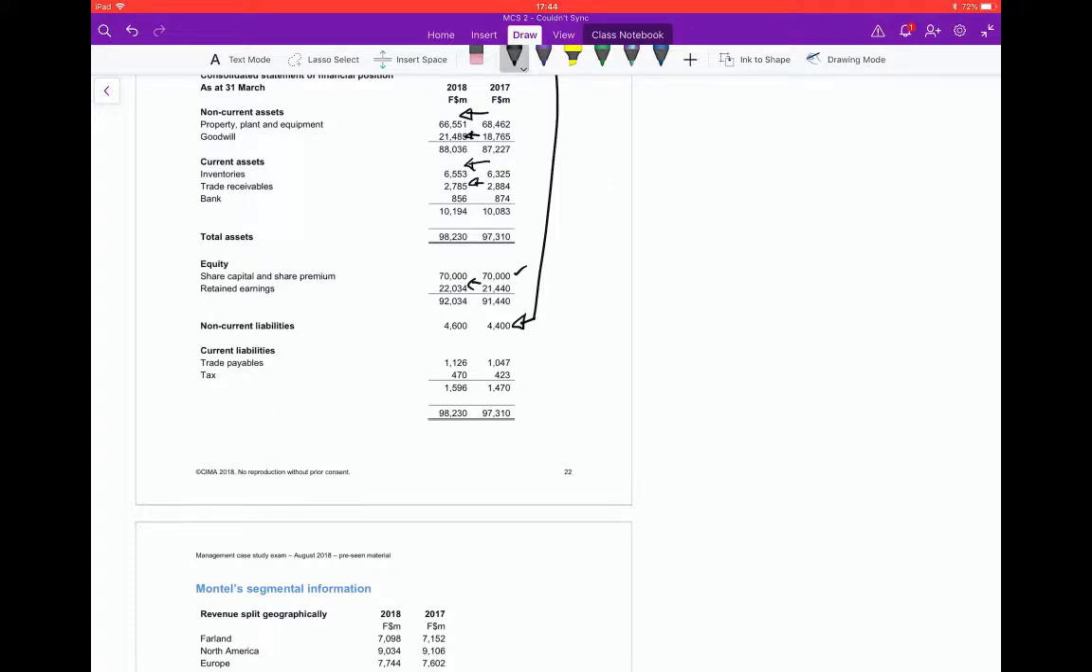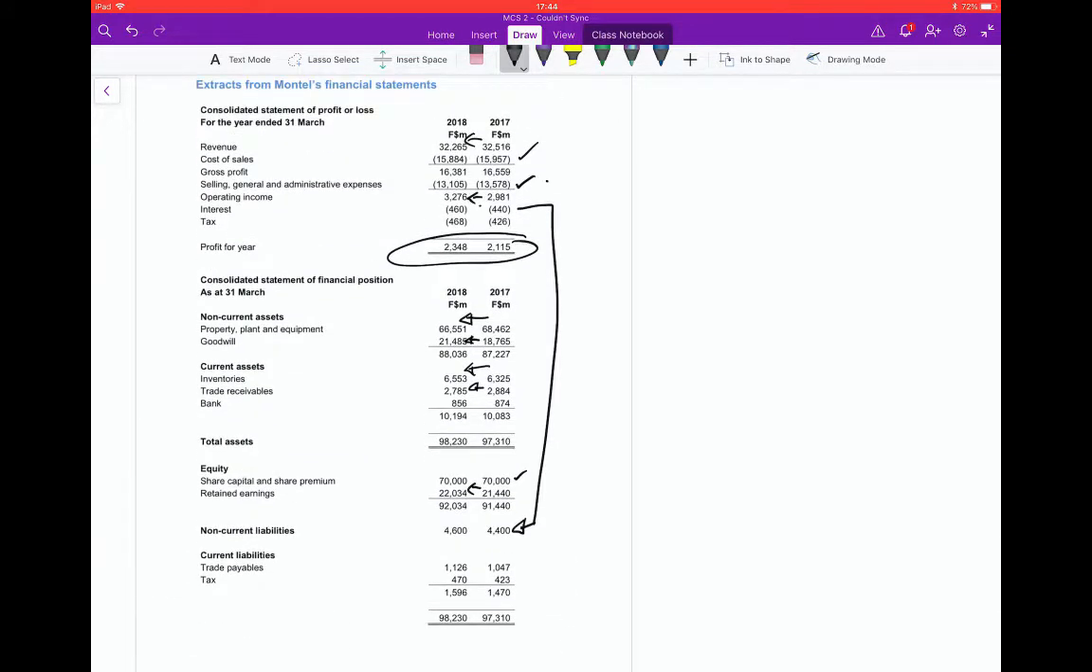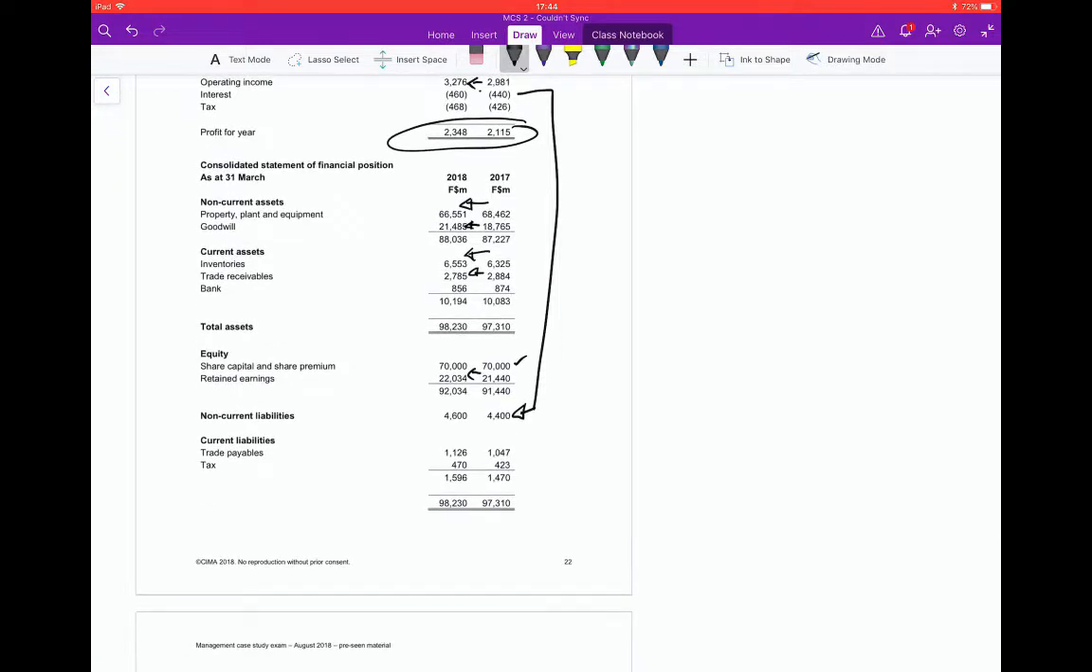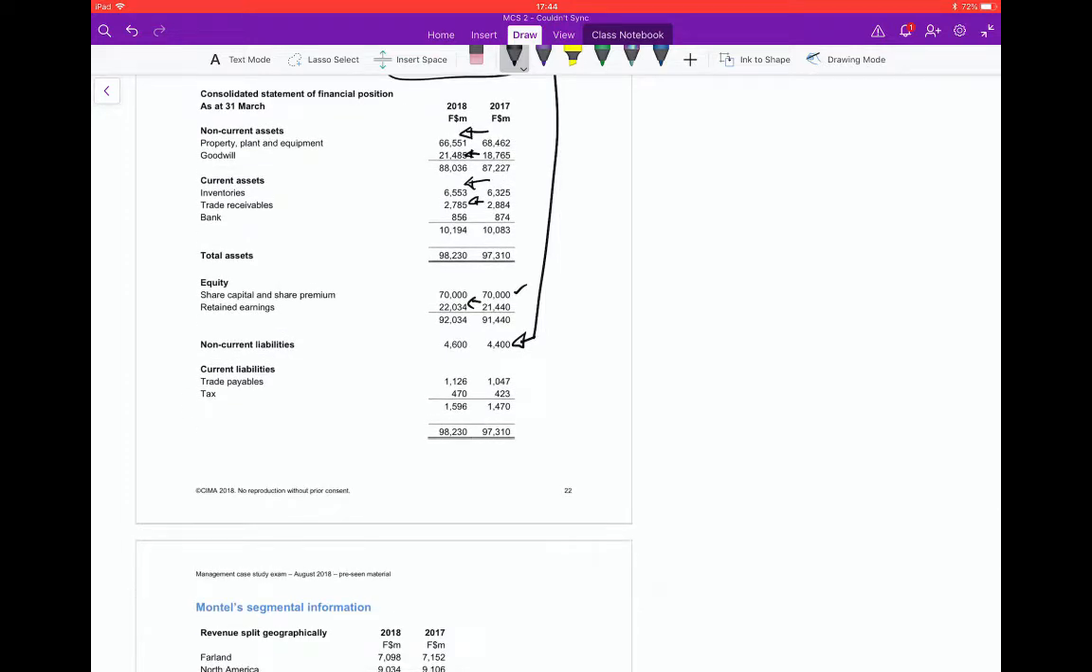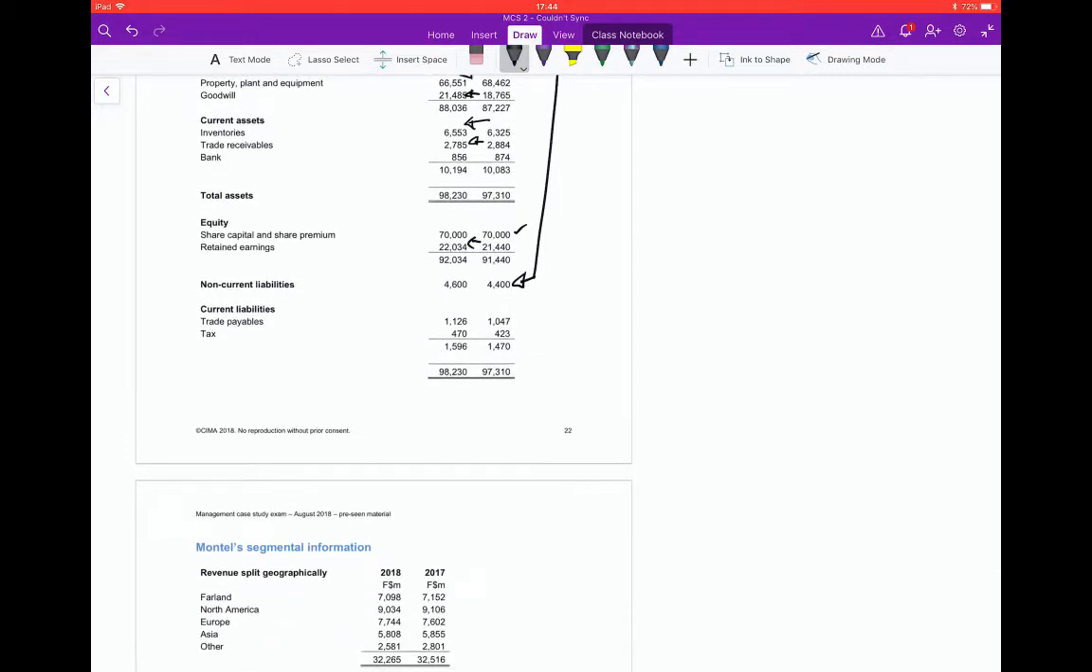Trade payables have gone up. Your cost of sales have actually gone down, but your trade payables have gone up. Why is this? But again, I can't imagine a major question on here. We're not talking about a massive change here. Tax has gone up, but that's just your liability for the following period.